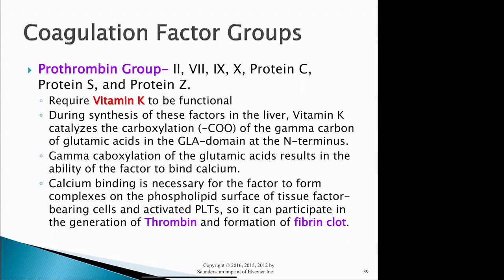So factor 2, factor 7, factor 9, and 10, plus protein C, S, and Z are all vitamin K dependent, okay? And so we need this gamma carboxylation that is happening through vitamin K in order to bind to calcium. Otherwise, they're non-functional. And calcium is necessary for the factors to form complexes on the phospholipid surfaces of tissue factor-bearing cells and activated platelets. It is important so it can participate in the generation of thrombin and the formation of the clot, okay?